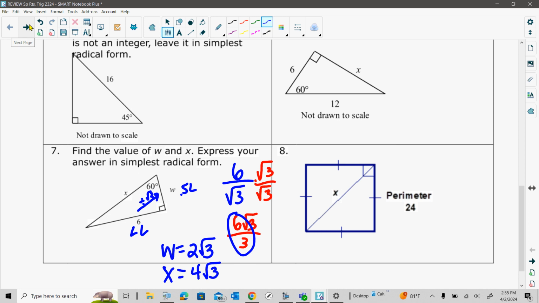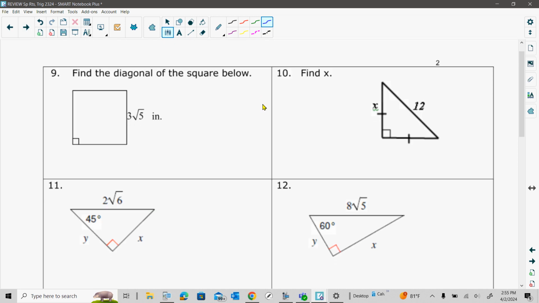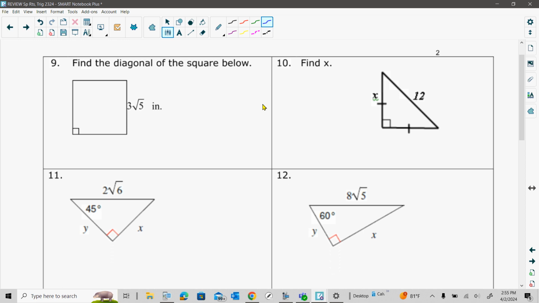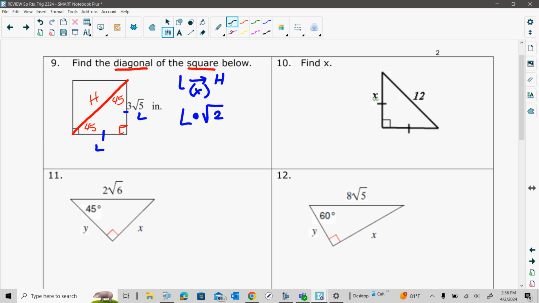So from here in this next section, we have some more problem solving with the triangles. Maybe using a diagonal like on here of a square. That means we're going from corner to corner. And by doing that, you're going to create 45, 45, 90 triangles. So this diagonal is actually the hypotenuse in the triangle. And our 3 root 5 is the leg. So we're going from leg to hypotenuse, so that means I'm going to multiply to get my answer. So basically, you just have to multiply whatever your leg is by root 2. Our leg is the 3 root 5.